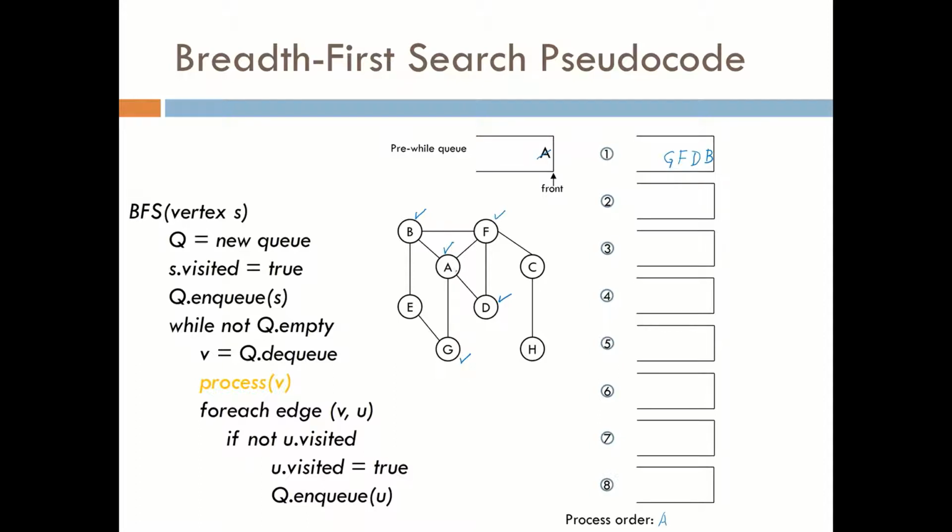No, we haven't processed all the vertices. We have tended to all the vertices that are attached to A. We only processed A in this instance of the loop. Okay, and so we go back to the top of the function and we dequeue B. So I will remove B and I will update the queue.